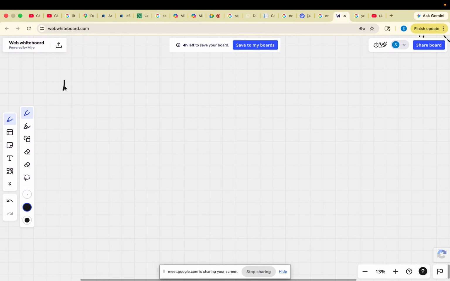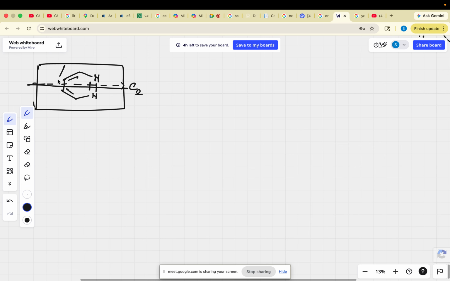Okay, now suppose you have this nitrogen compound, with atoms 1, 2, 3. Here also you can place one C2 axis. Sigma v is also present. You can place one plane through the middle of this nitrogen and nitrogen, and another plane is your molecular plane.